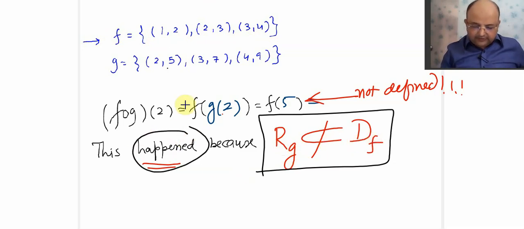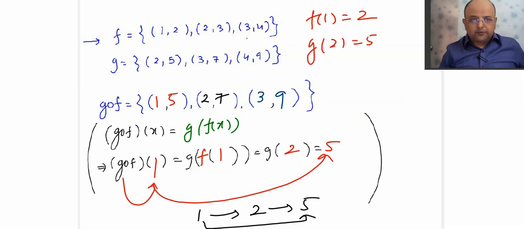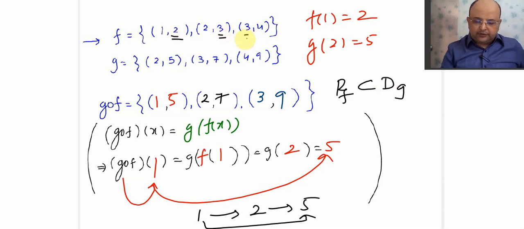That's why this happened. Earlier there was no such problem. Here the range of f is a subset of the domain of g. The range of f is 2, 3, 4, and this is also the domain of g: 2, 3 and 4. Yes my dears, 2, 3, 4.